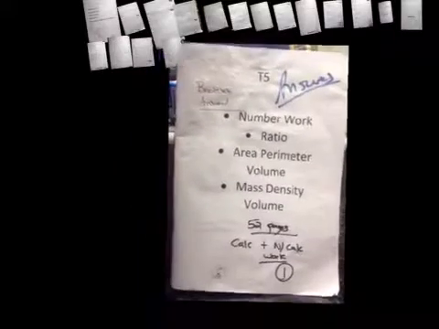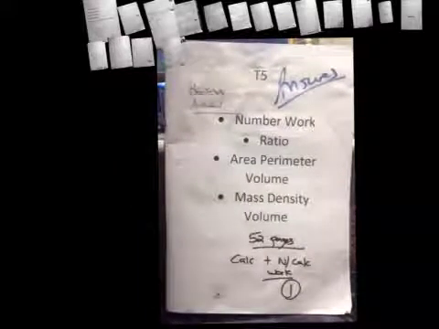Hello all. For this video I'm going to cover the first 18 pages in this booklet. This booklet, if you check your notes, is called T5 and it covers number work, ratio, area, perimeter and volume. I'm going to cover the first 18 pages.